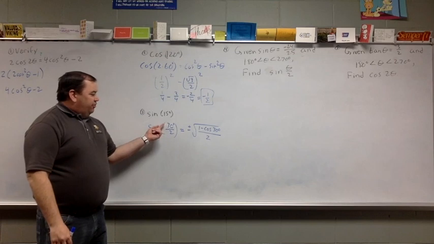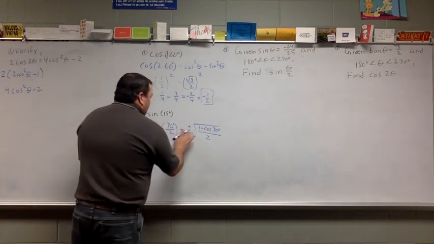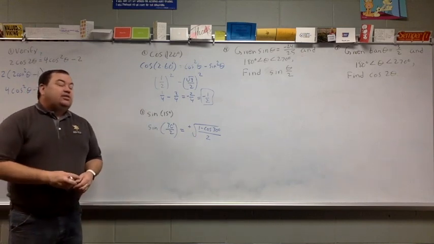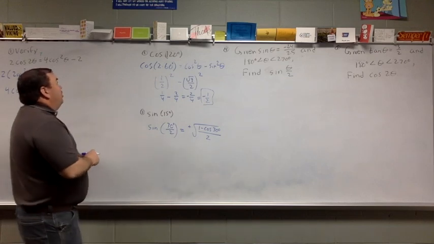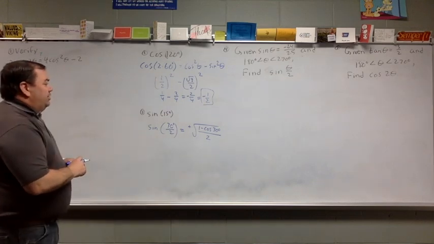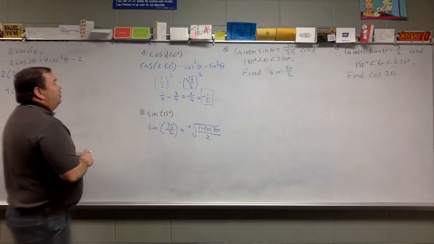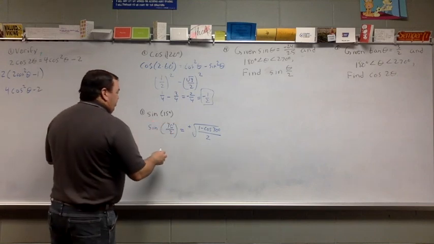Now, I'm going to go ahead and pick my sign. I started in the first quadrant. When I cut that in half, I'm still in the first quadrant. Sine is positive in the first quadrant. That's how I pick my sign. So this is definitely going to be a positive answer. So I need to know what the cosine of 30 degrees is. Well, the cosine of 30 degrees is square root of 3 over 2. So that's what I'm going to use.